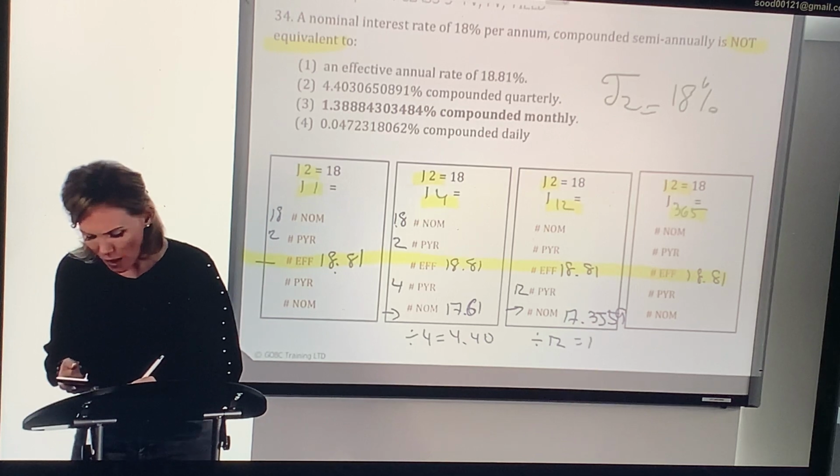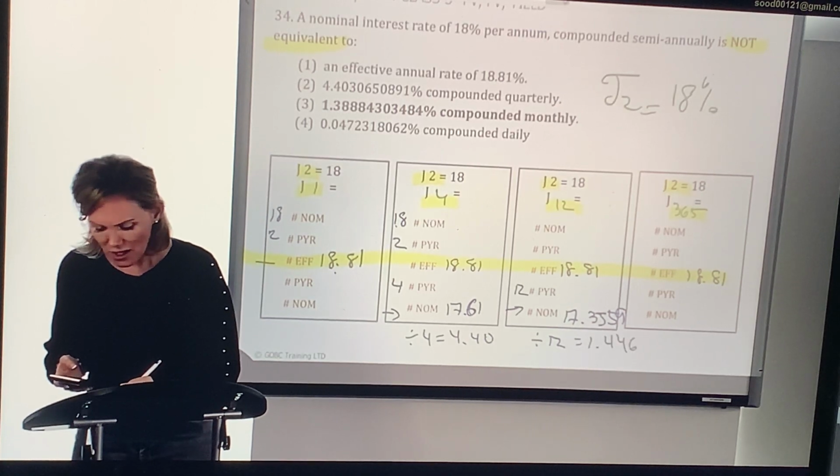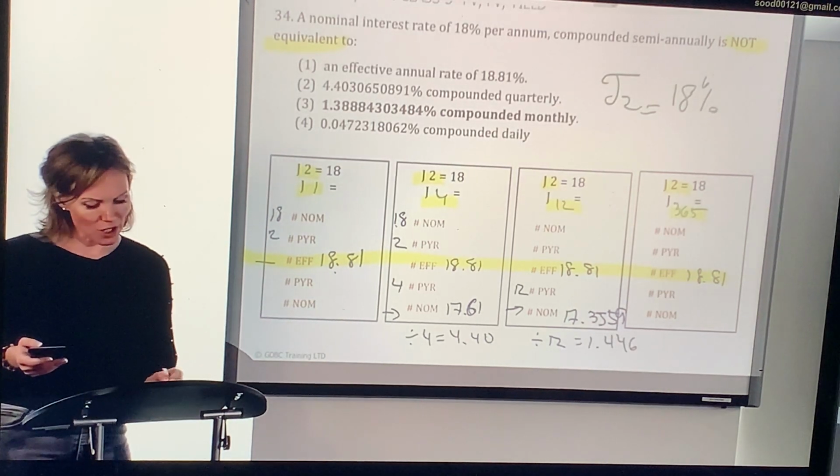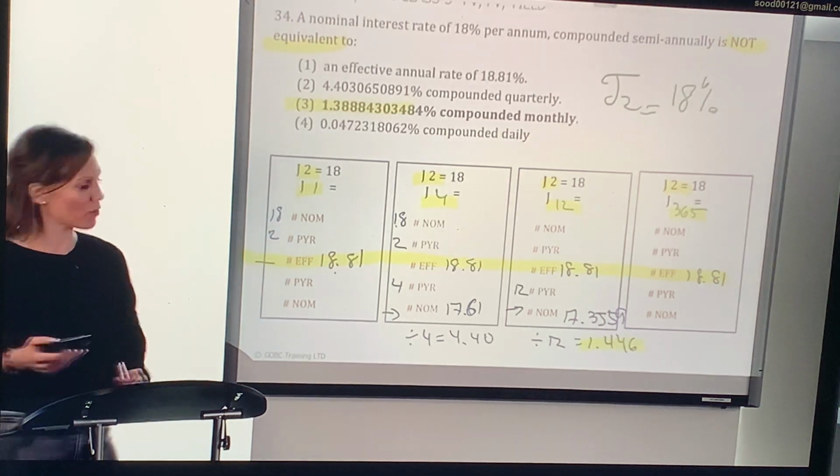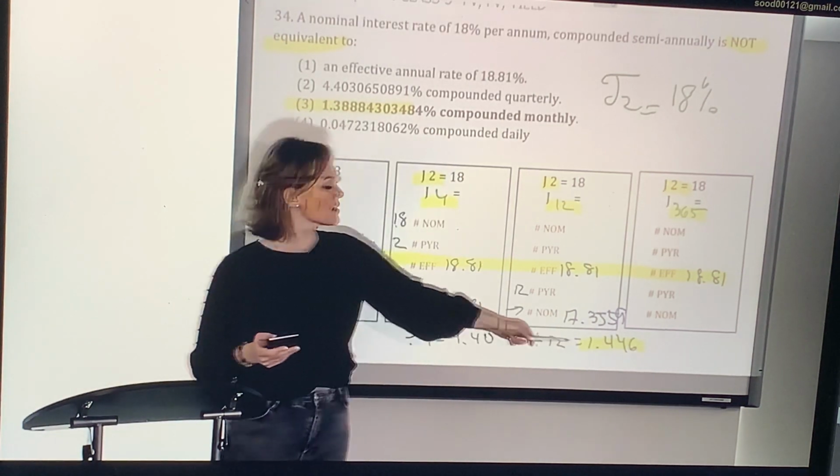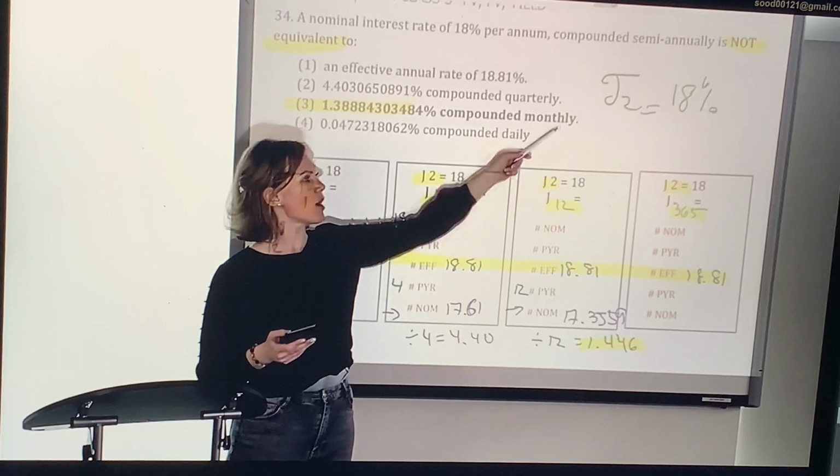And I got 1.4466. So is that what we have in here? The option 3 talks about 1.3, and I got 1.446. I know that's the one that they're looking for. This is the one that does not match the conversion.